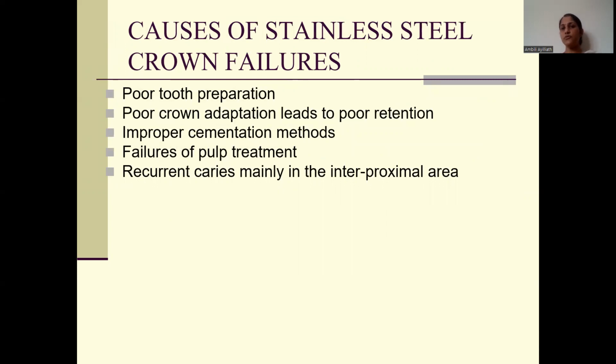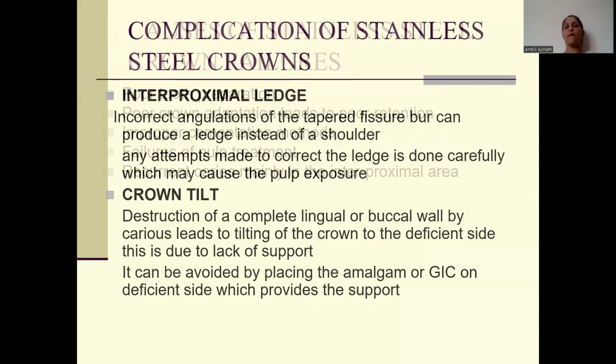Now, what are the causes of stainless steel crown failures? One is poor tooth preparation, then poor crown adaptation leading to poor retention, then improper cementation methods, and failure of pulp treatment. If your pulpal therapy fails, then your crown also fails. Then recurrent caries. If you don't remove the caries in case of a multi-surface caries tooth before going for a crown, there is a chance of recurrent caries.